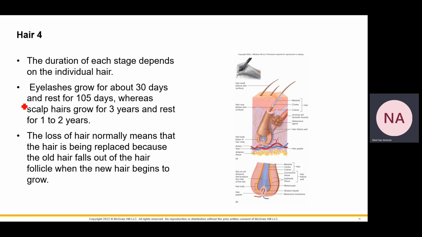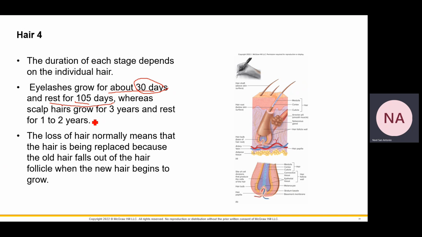Take for example your eyelashes. Di ba? Bakit ang eyelashes? You might be wondering why they grow slower as compared to our scalp hair. Because eyelashes have longer resting stage than their growth stage. The growth stage is only 30 days, while the resting stage is 105 days.